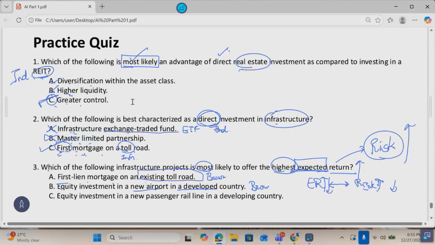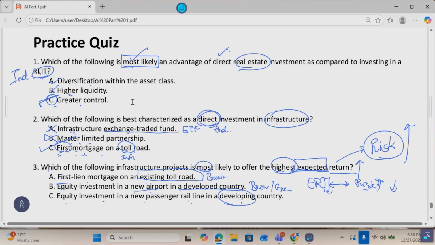Or maybe it's also brown or green, but it's a developed country. So maybe it's a brownfield or greenfield, depends. If it's a new airport that is being constructed or already constructed, but it's a developed country, developed country means the risk is a bit lower. But same investment in a new passenger airline or airport, the risk is the same, but here it's a developing country. So where's the risk higher?